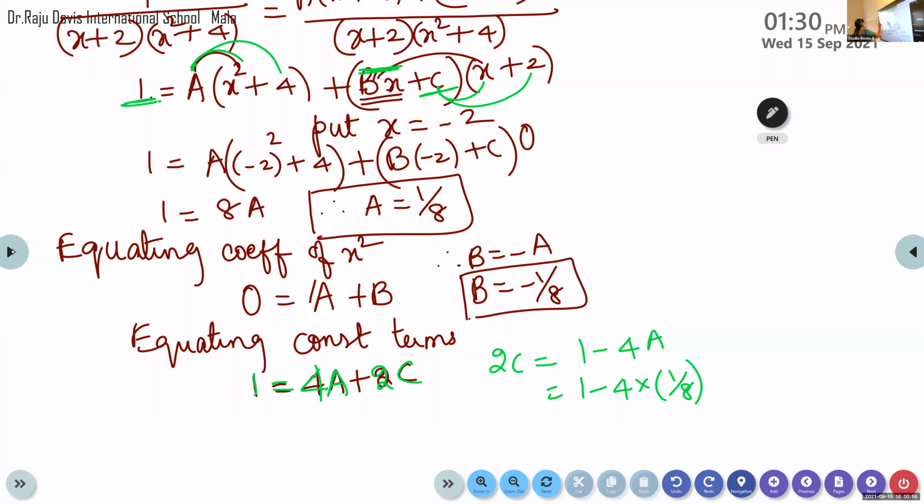Once we find all the constants, we have to substitute them in the equation. In which equation? This equation you have to substitute. This is how we split the numerator, isn't it? Okay, we can substitute in this equation. We can substitute here.